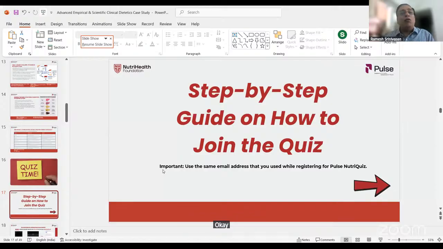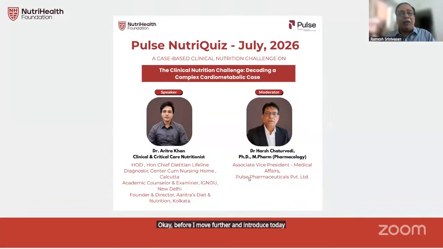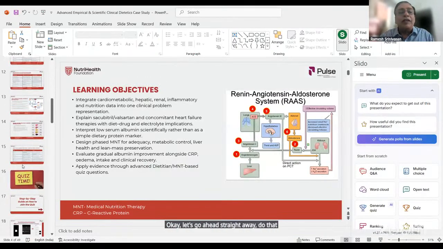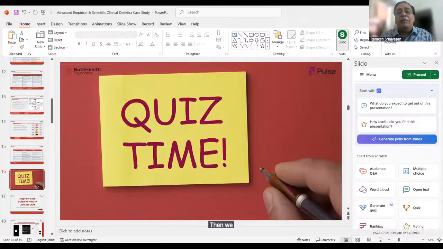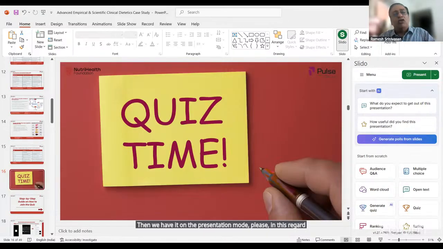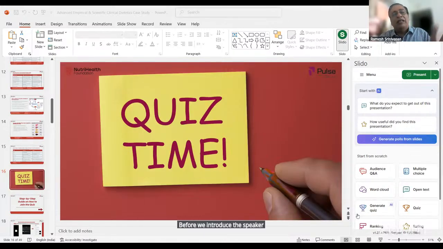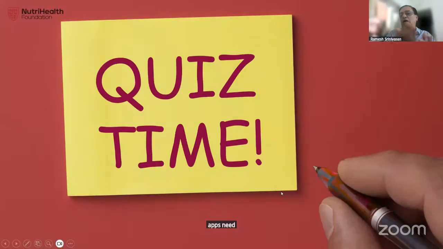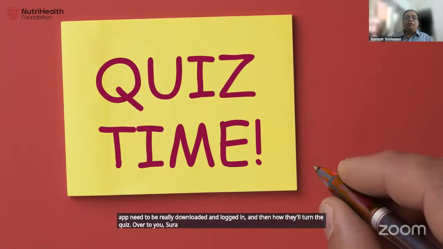Before I move further and introduce today's topic and speaker, can we have it on presentation mode, please? I think it is worthwhile, Saurabh, for you to explain how the Slido app needs to be downloaded and logged in, and how they will attend the quiz. Over to you, Saurabh.